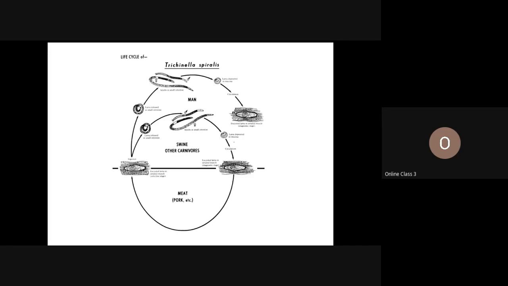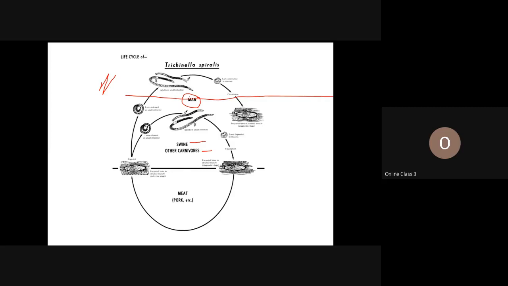Okay, so let's see. In the case of Trichinella, here it is given swine, the definitive host is pig and other carnivores. Let me give an example here. Let's say this part is a mouse. Here it is given man, but I'm giving the example of a mouse or any rodent. When the rodent ingests the larva, it will develop very rapidly.